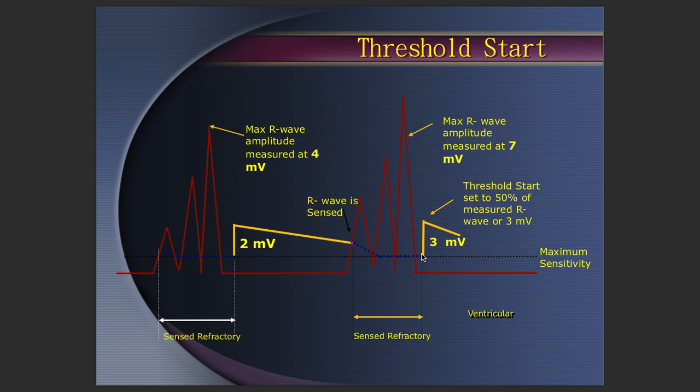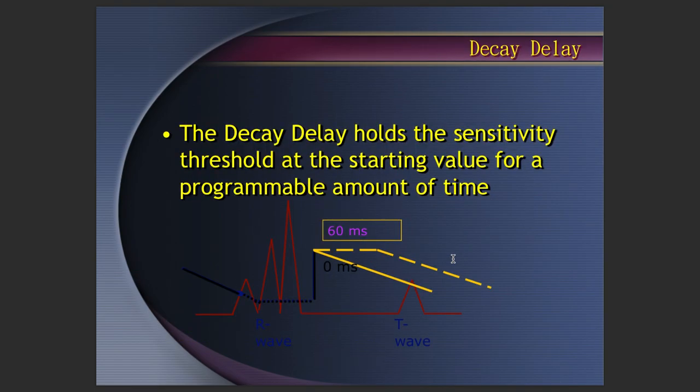So another concept, if we want to have a good understanding of the ICD, is the threshold start. So what about threshold start? If you look over here, there are two similar sensed refractory periods. For example, for the ventricle, in the initial one the max R wave amplitude is measured at 4 millivolts. However, the second one is at 7 millivolts. And this is happening when the R wave sensitivity is kept at 2 millivolts, and in the second one it is kept at around 3 millivolts. So this is the importance of this.